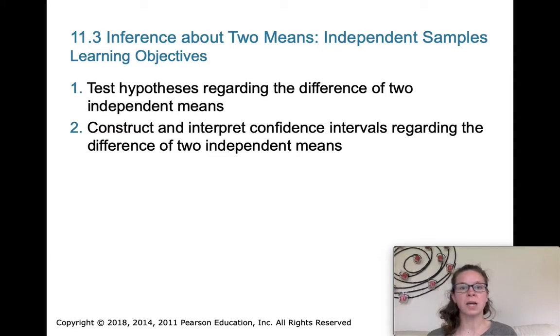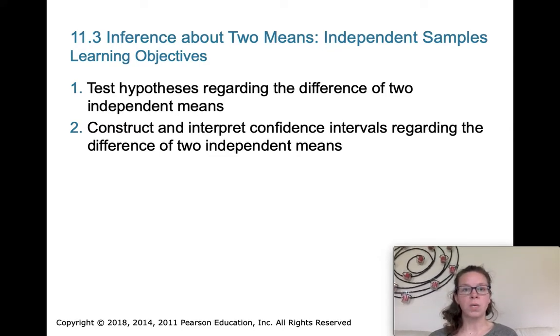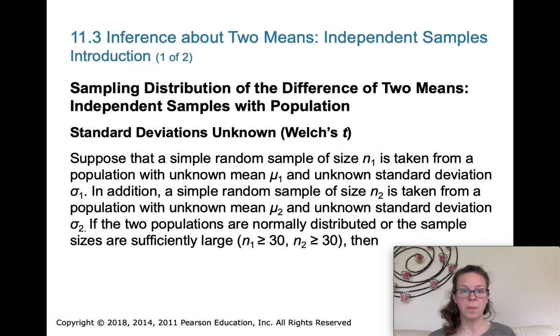And we are going to talk about what we do when we have two means that are independent. Our two samples are independent and we want to infer about the means. So in section 11.2, we looked at when they're dependent or when they're paired data. So if they're independent, they are not paired. We're going to be using our t distribution for this.